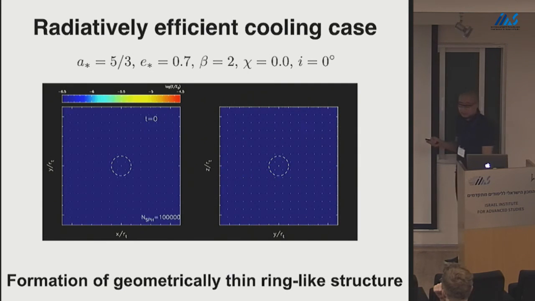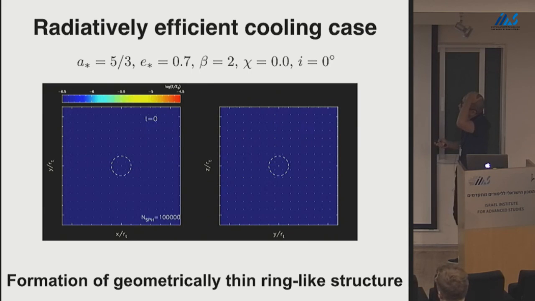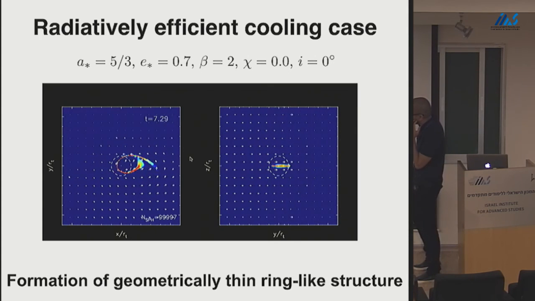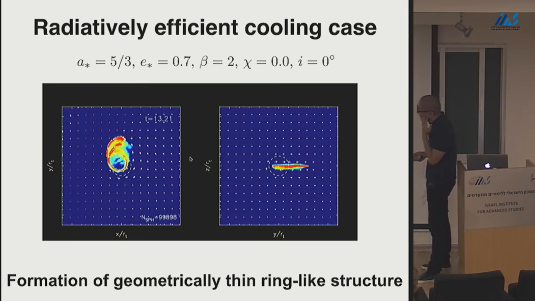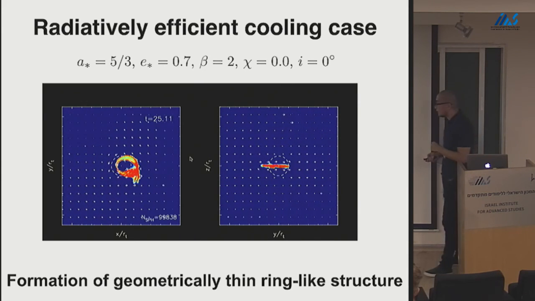So this is an example of the radiatively efficient cooling case. This is the orbital parameter of the original stellar orbit, this is the penetration factor, and this is the black hole spin parameter. The I is the inclination angle between the black hole spin and the orbital plane of the original stellar orbit. And this is a density map animation of the XY plane, which is the orbital plane, and the corresponding ZY plane. The dashed line shows the tidal disruption radius. So you can see the formation of a geometrically thin ring-like structure.